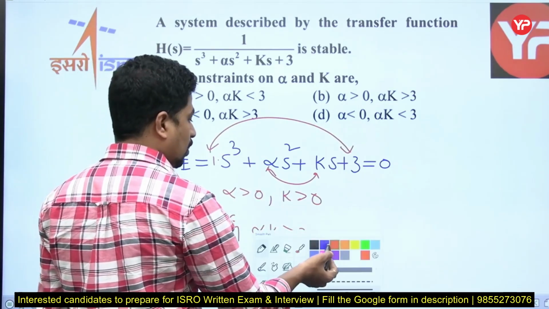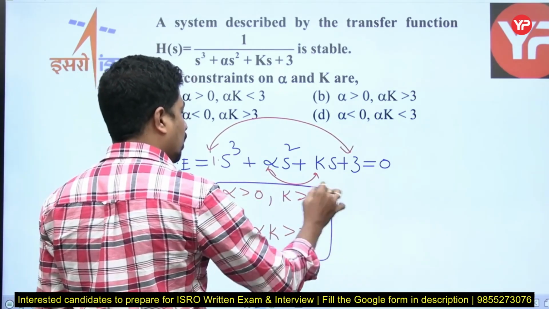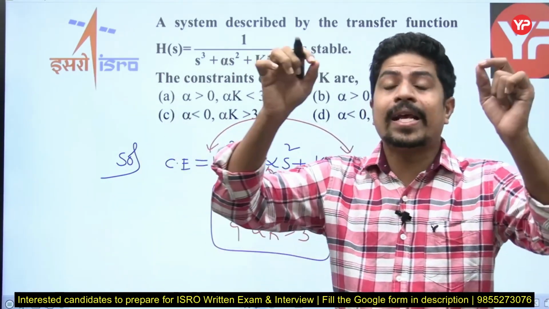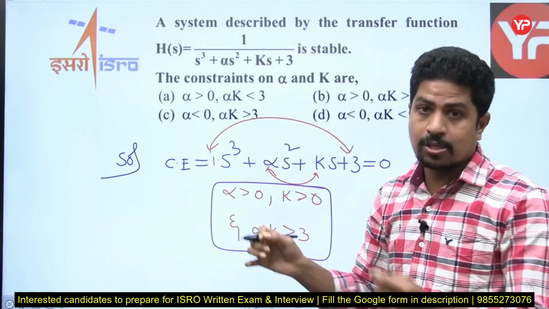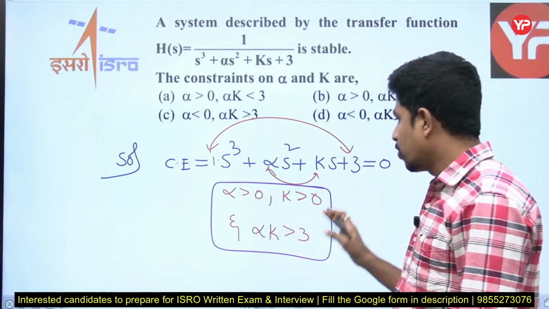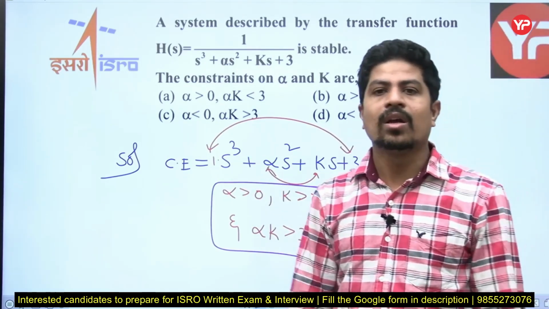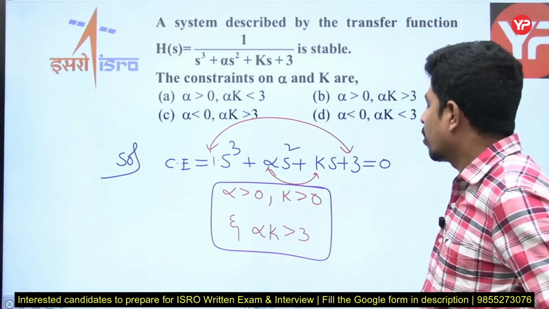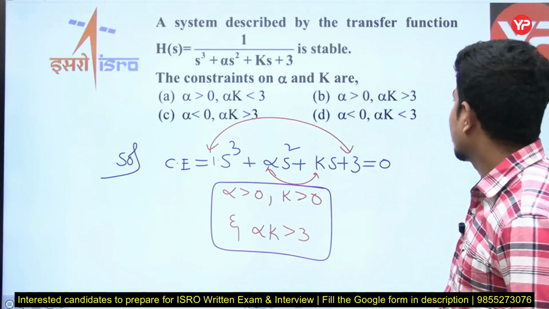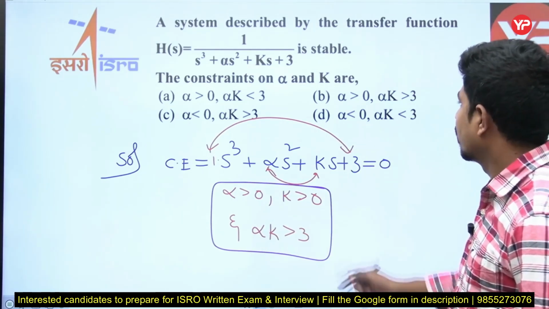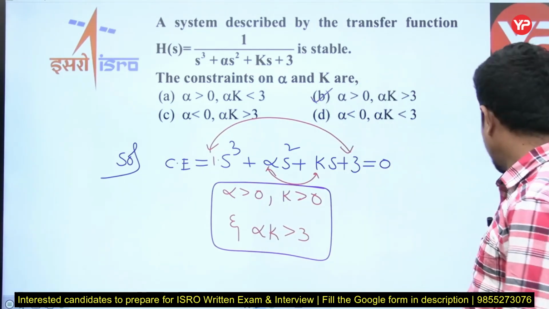See, observe, this is the condition. Internal coefficients product must be greater than external coefficients product, then it is said to be stable. For a third order, it is applicable if and only if all coefficients are positive. Sir, how you got that shortcut? Apply RH criteria, from that we get, right? So look at the options. Option A is not correct. Alpha must be greater than 0, alpha k must be greater than 3. So option is B for Bombay, right?